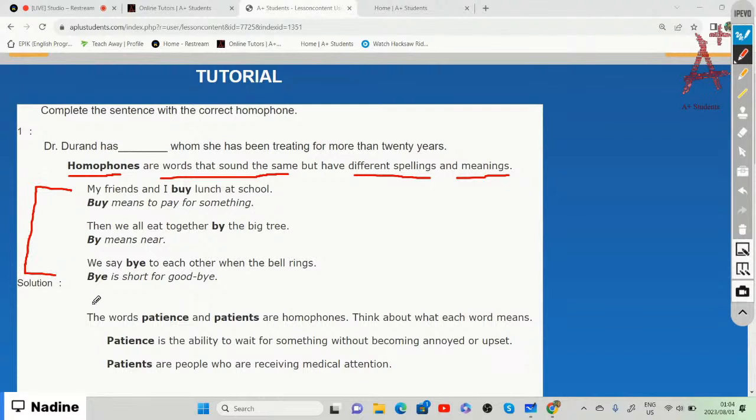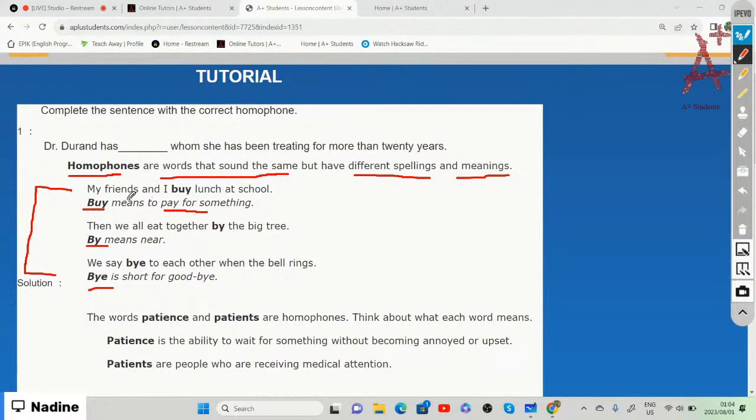And here we have an example: buy, by, and bye. These three words sound the same. So if I say buy, it can mean different things. It can mean like the first one where it says I pay for something, where you give money and you're either buying lunch or a toy or a gift for your friend. You need to go to the store, and they do the exchange in giving you the item and you give money. So that is buying.